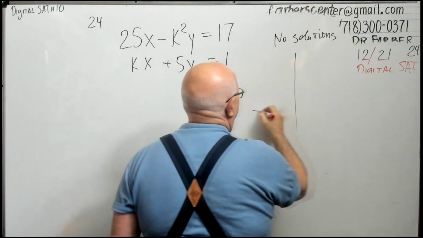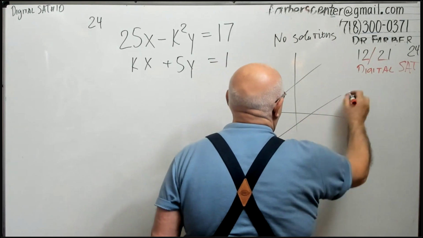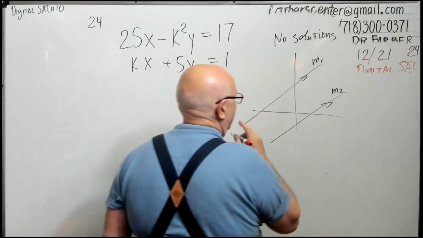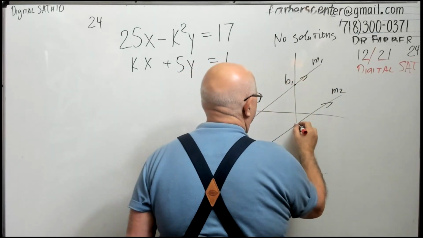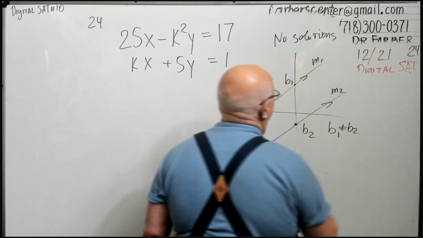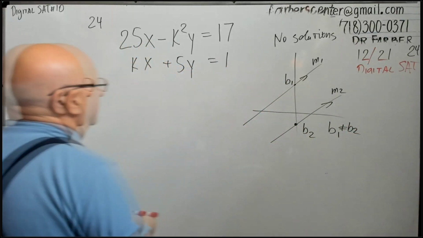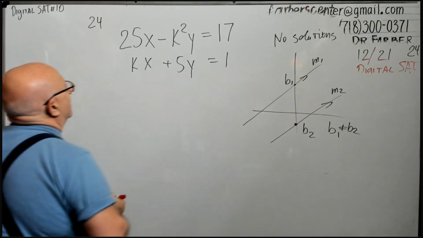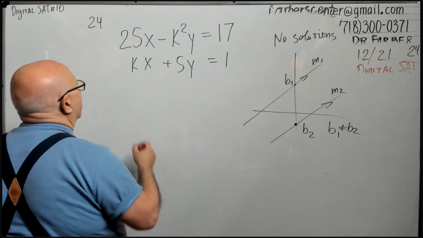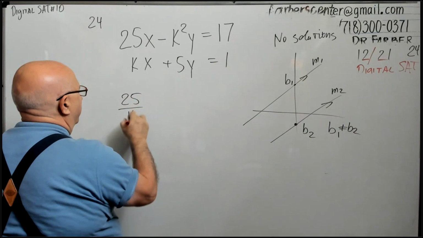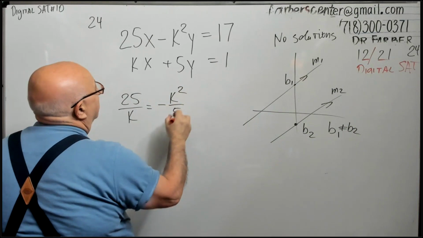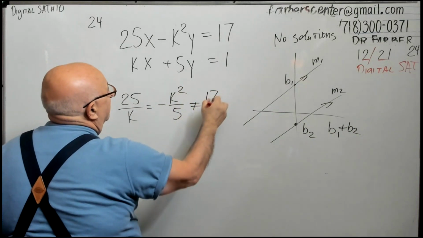Make a sketch. When they have no solution, we have two parallel lines, so m1 equals m2 and b1 does not equal b2, because if equal, it would be the same line. How to find the fastest solution? The coefficients must be in proportion since the lines are parallel. So 25 over k equals negative k squared over 5, and does not equal 17 over 1.